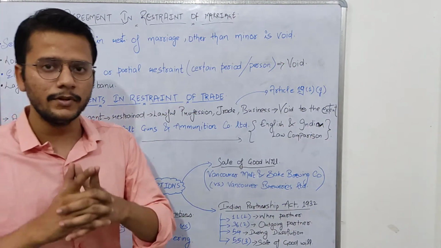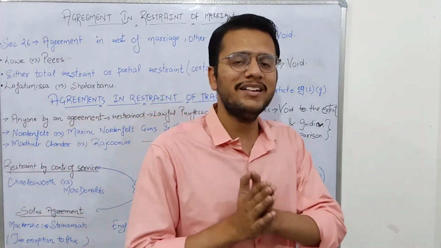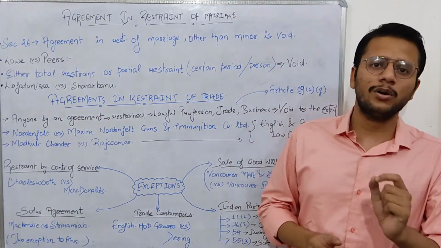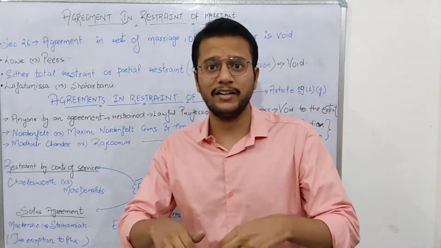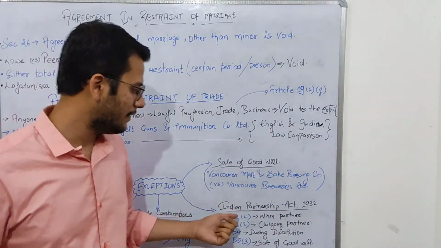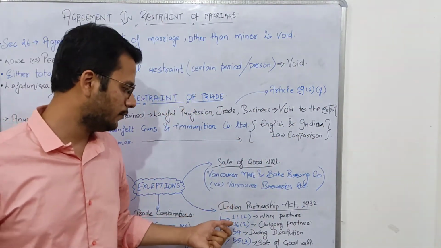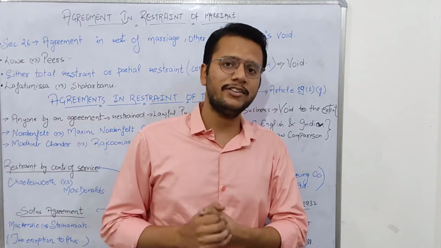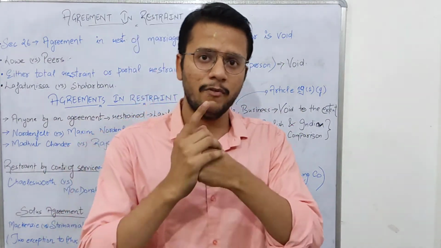Cool? Now, moving on to our second exception, that is, some clauses of the Indian Partnership Act are also exceptions to it. We have 4 clauses, that is, section 11 clause 2, section 36 clause 2, section 54 and section 55 clause 3. So let's talk about each of them one by one.